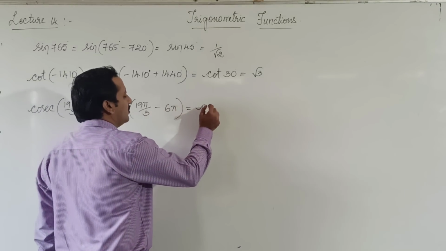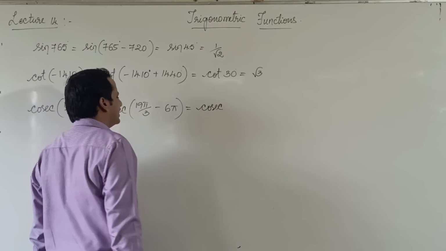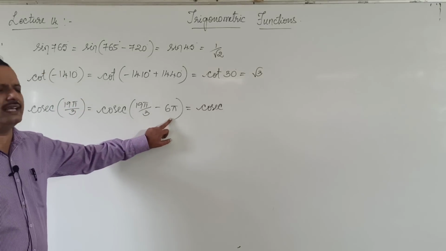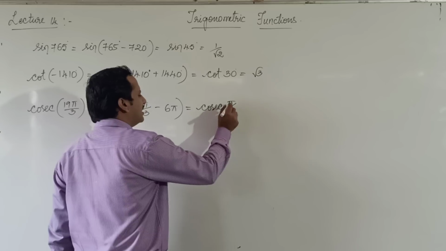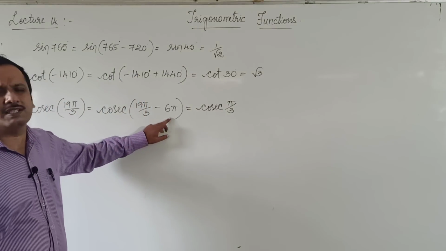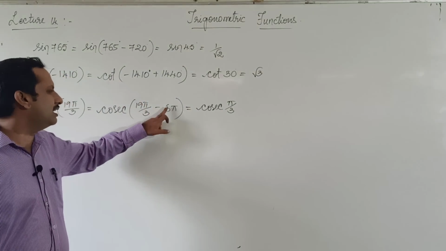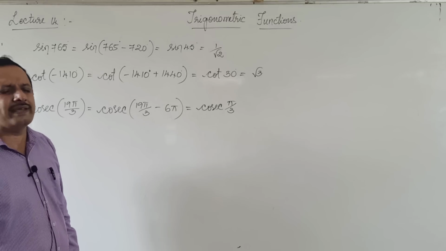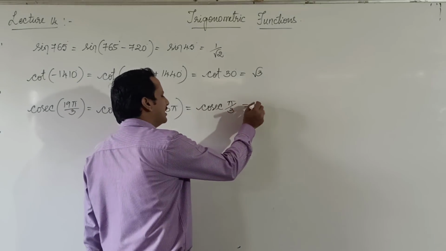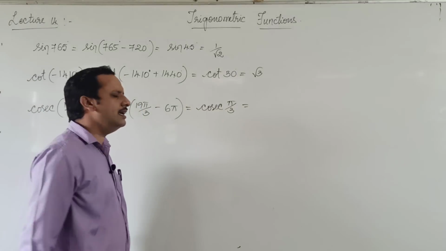So this will give you cosecant of 19 pi by 3 minus 6 pi. That will give you cosecant pi by 3. Right? 3 into 6 pi, that is 18 pi. 19 pi minus 18 pi, that is pi by 3. Cosecant pi by 3 is equal to 2 by root 3.